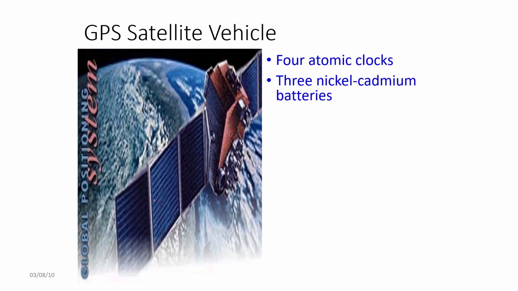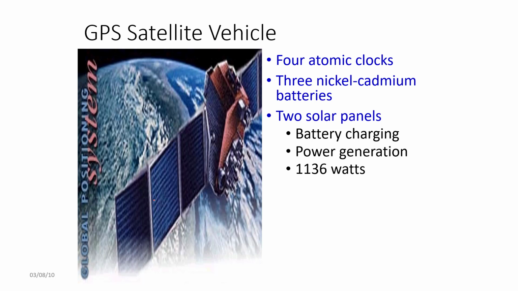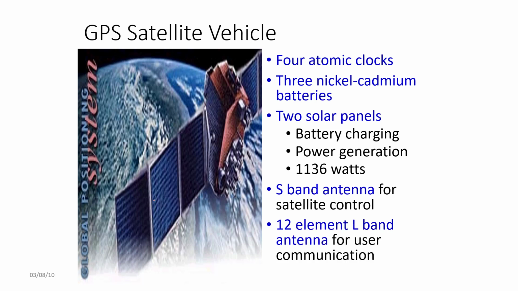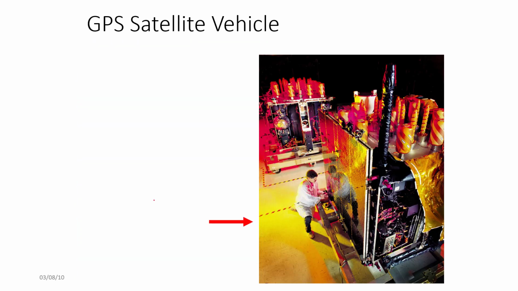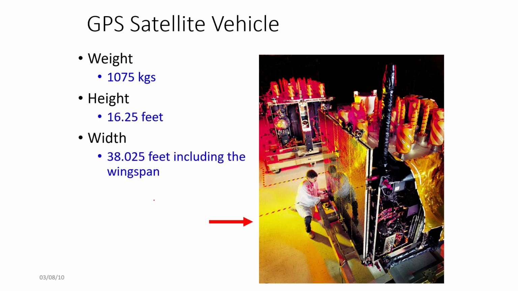So the GPS satellite vehicle has four atomic clocks, multiple batteries, and solar cells. Roughly, a GPS satellite doesn't need a lot of power. It's minimal, around 1 kilowatt, and it uses the S-band antenna for satellite control and 12 L-band antennae for user communication. The weight is, again, it's kind of a smaller satellite, 110 weight, and the wingspan is huge in the sense that it's a 38 feet wingspan with a shelf life of 10 years.